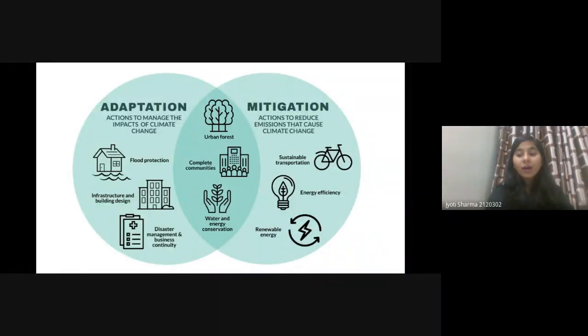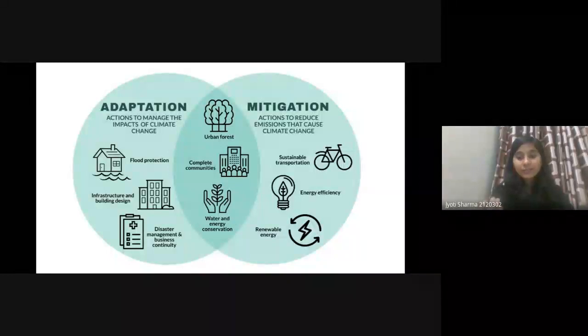Mitigation is the permanent solution, but before that you have to do some kind of adaptation itself. Okay.